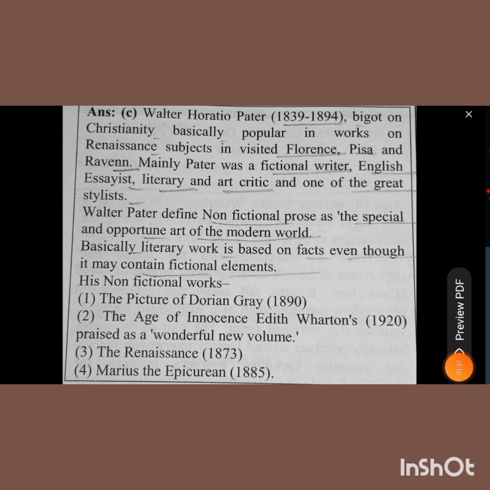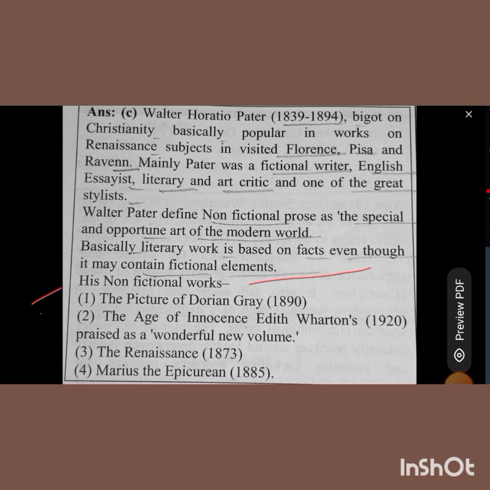It means the special and opportune art of the modern world, as defined by Walter Pater, is non-fictional prose. Basically, this literary work is based on facts, even though it may contain some fictional elements. His non-fictional works, it means the works of Mr. Walter Pater, are as follows.